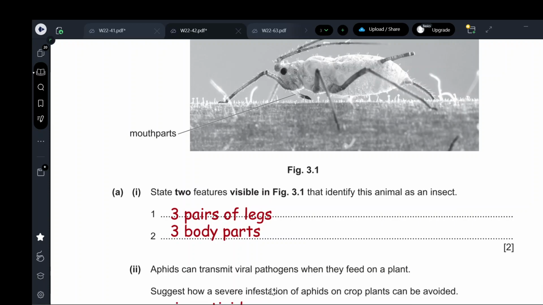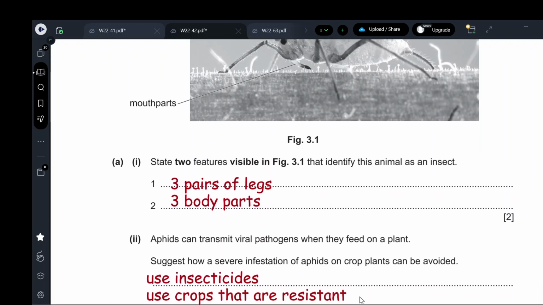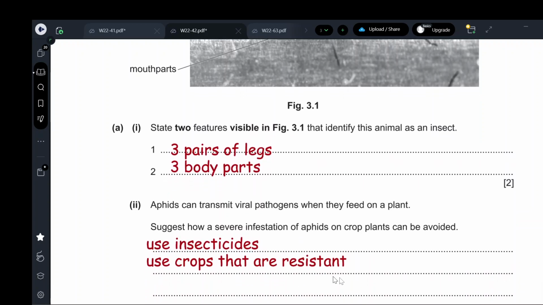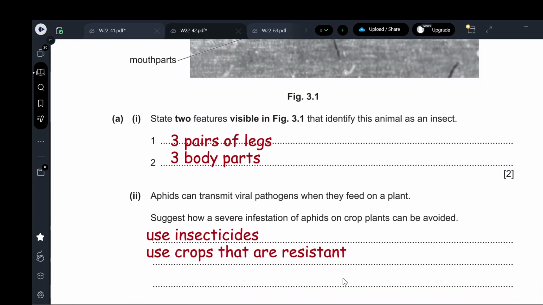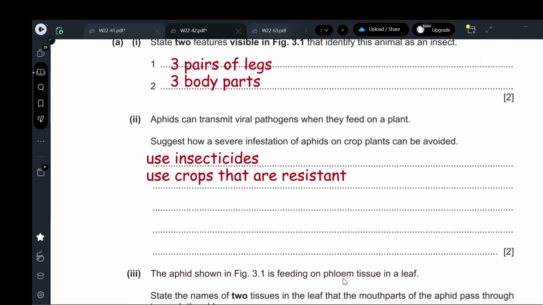Aphids can transmit viral pathogens when they feed on a plant. Suggest how a severe infestation of aphids can be avoided. This is a suggest question, but it is related to things that you took. Aphids are insects, so if you want to avoid them, you will spray insecticides, or you can use crops that are resistant to pests.